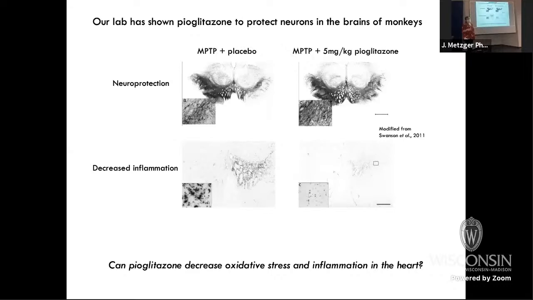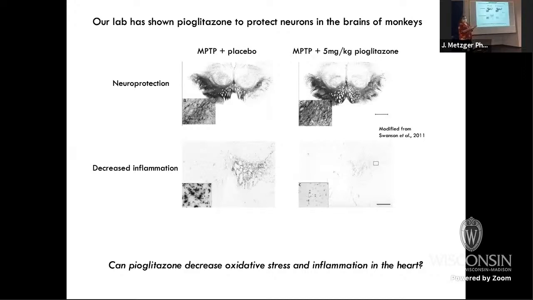And this was associated with decreased inflammation. So down here, we're looking at the same part of the brain, but we don't have a marker for sympathetic innervation. We have a marker for inflammatory cells. So the side of the brain that got the neurotoxin and no pioglitazone had a lot of inflammatory cells. The side of the brain that got the neurotoxin and pioglitazone had many fewer inflammatory cells, associated with the preservation of the dopaminergic neurons in the nigra.